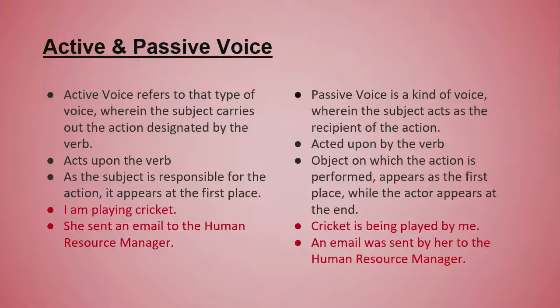The active voice acts upon the verb. Passive voice are acted upon by the verb. Active voice has the subject. As the subject is responsible for the action, it appears at the first place. For example, I am playing cricket, and I am would be the subject. Cricket is being played by me would then be the passive voice.